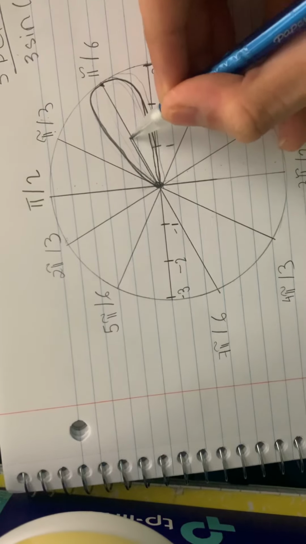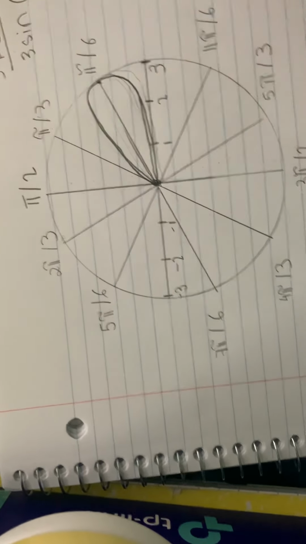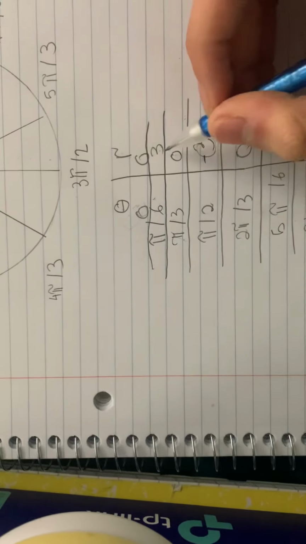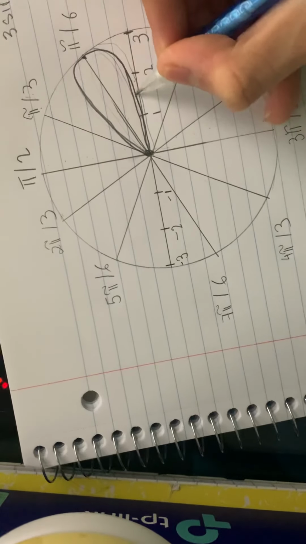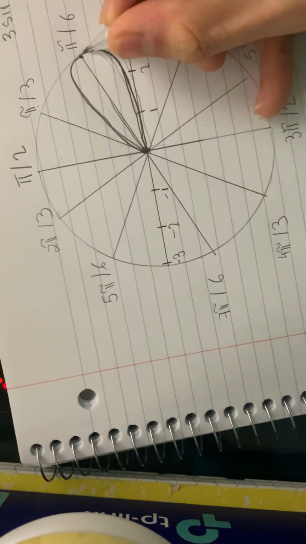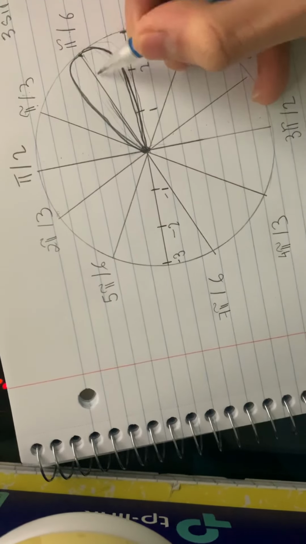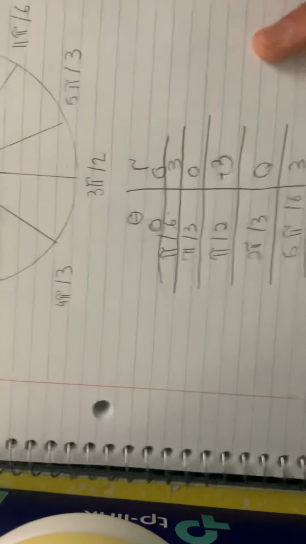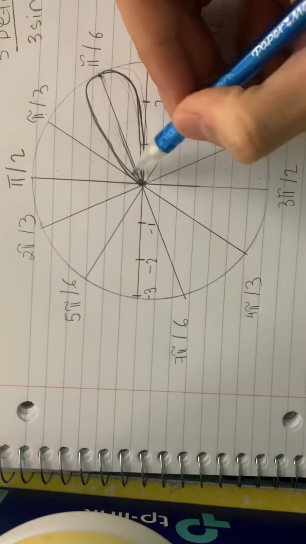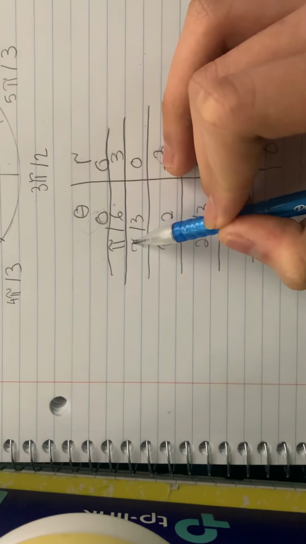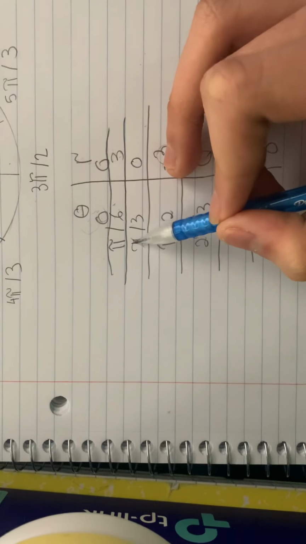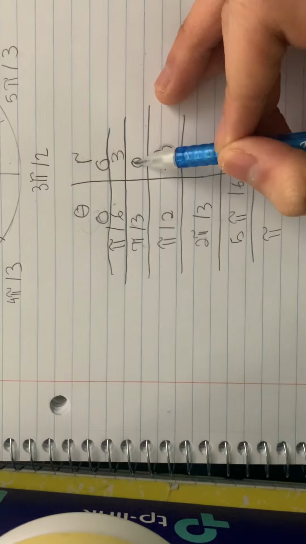Looking at the line pi over 6, and because we have the radius of 3, we're just going to start graphing like this, going off like that. This is half of the one petal that we need to draw. And for the second half right here, for the petal, we need to look at pi over 3, and the radius is 0.